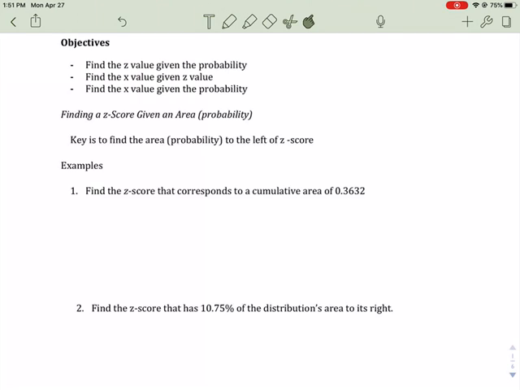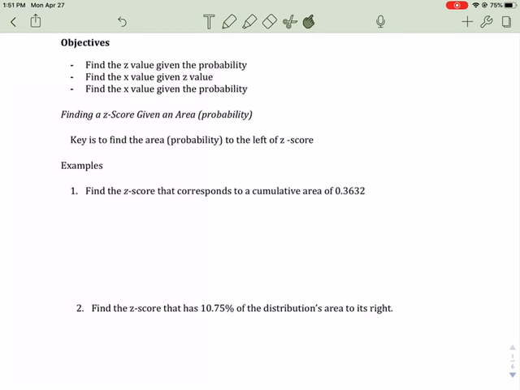Okay, so when we're finding a z-score given the area or the probability, the key is making sure that the area is to the left of the z-score. So if it says left, bottom, or cumulative, we're just going to read our charts. If it says right or top, we're going to have to do some other things. All right, so let's try a problem.